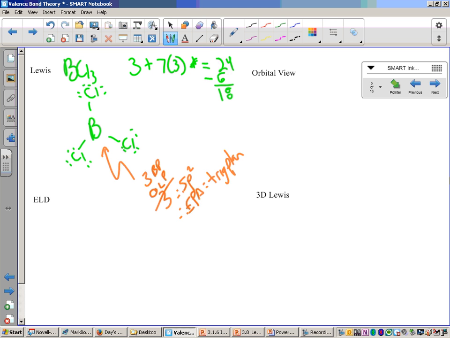And that means our 3D Lewis is exactly what we've just already drawn. We can put it flat on the page. Cl, 120 degrees, Cl. That's an ugly looking Cl right there, so let's get rid of it. Cl. And it is a Lewis diagram, so we always need to include our lone pairs. And there's the 3D Lewis diagram for that.